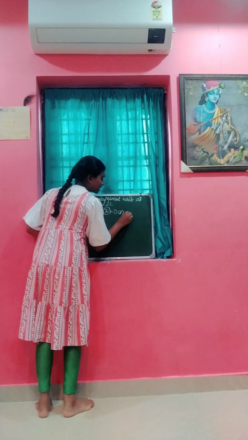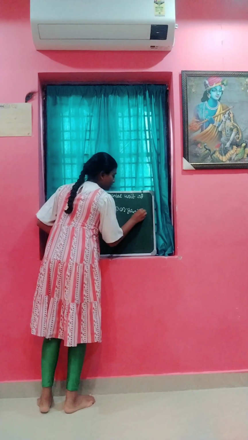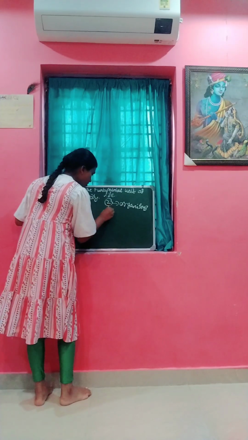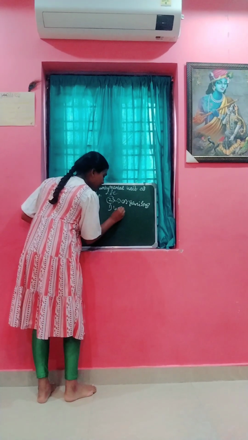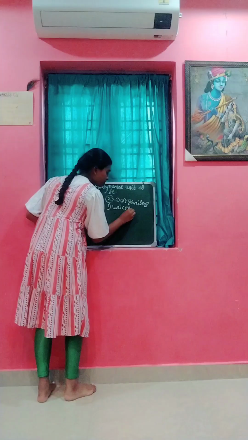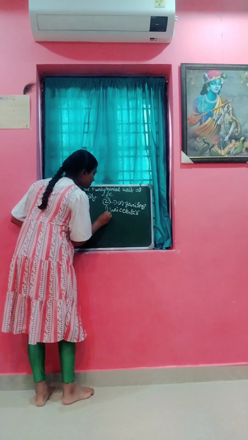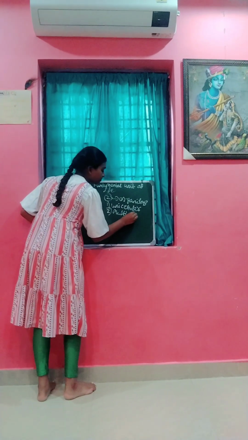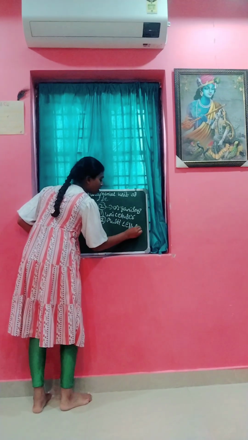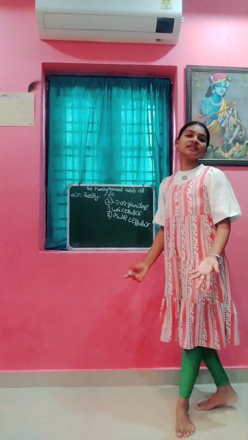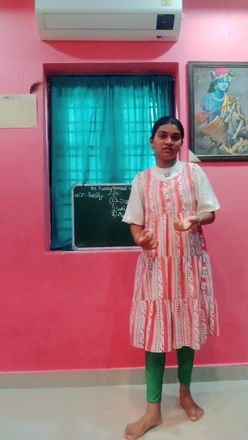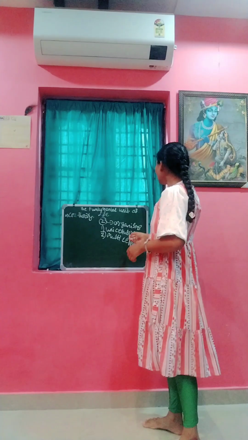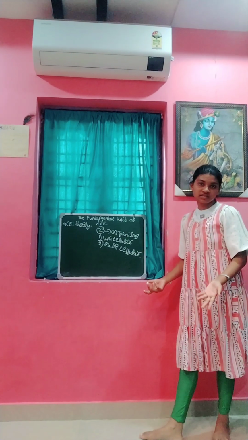Two types of organisms. One is unicellular organism and the second one is multicellular organism. By seeing this only you can understand what those meanings and definitions are. So by seeing this only you can understand, just how I told.